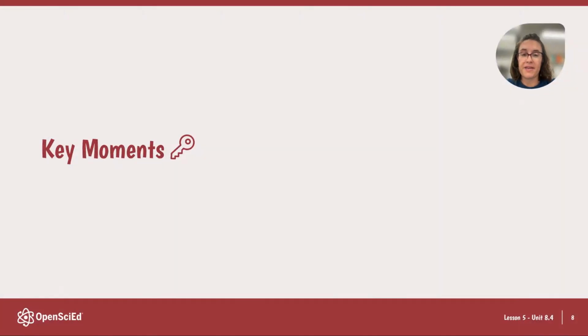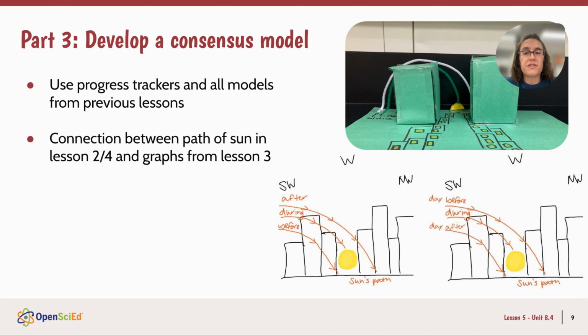Let's look at a key moment in Lesson 5. This is when students develop a consensus model and figure out why Manhattanhenge is happening. I highly recommend going back through and having students look at all their progress trackers and all the models that were created before this lesson, just to recap and help them put the pieces together before they start actually trying to put the pieces together in one model.